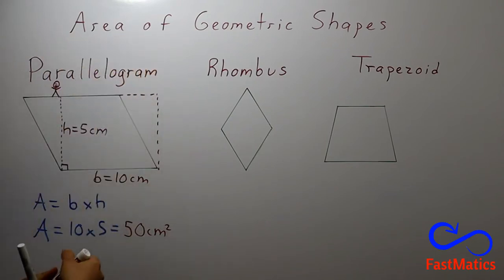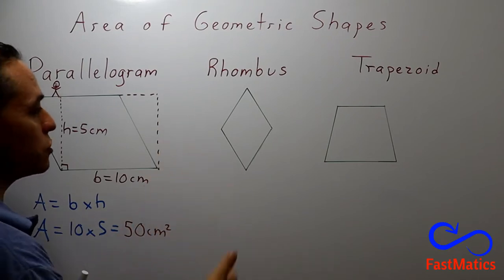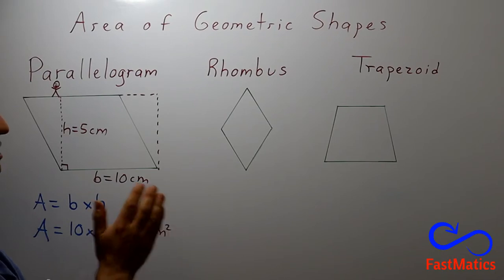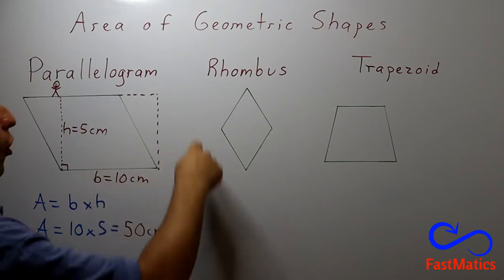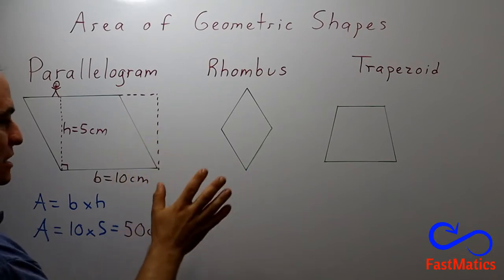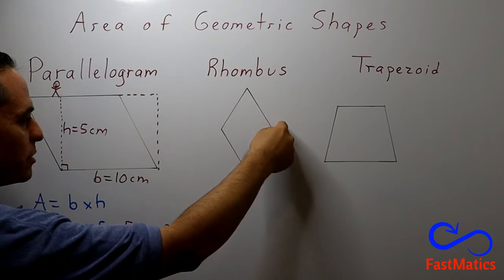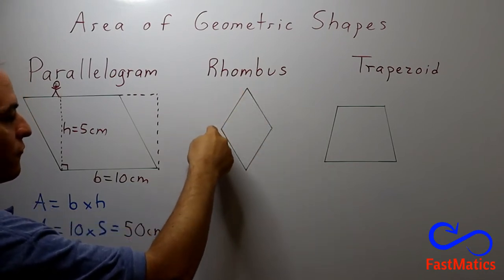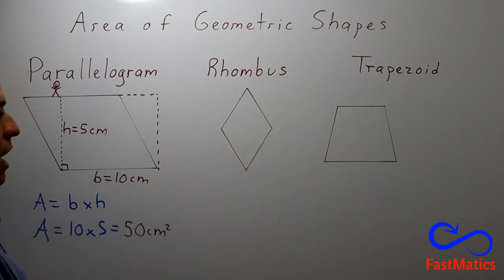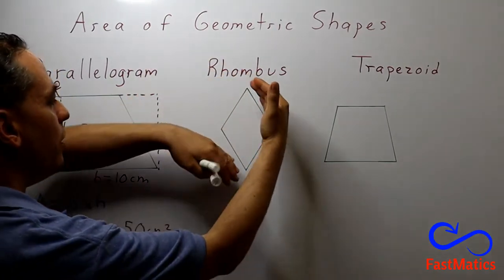After that, we're going to see how to calculate the area of a rhombus. First of all, we have to say that a rhombus has all sides with the same length. If you have a side of 4 centimeters, here 4 centimeters, 4 centimeters, 4 centimeters. And you have two parallel sides, and two parallel sides.